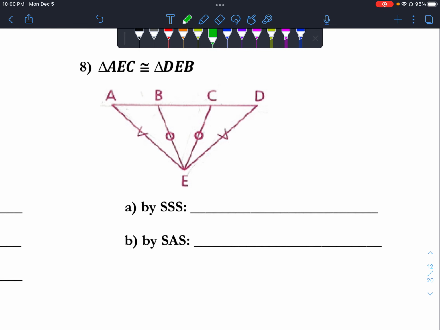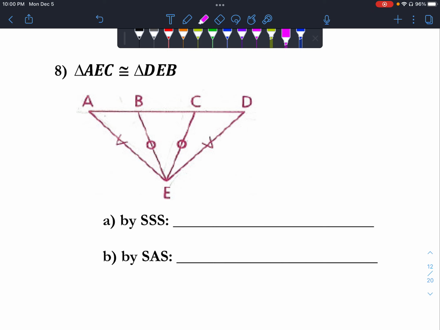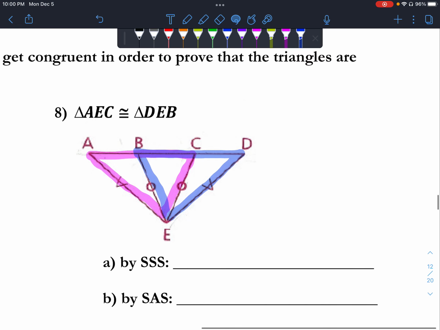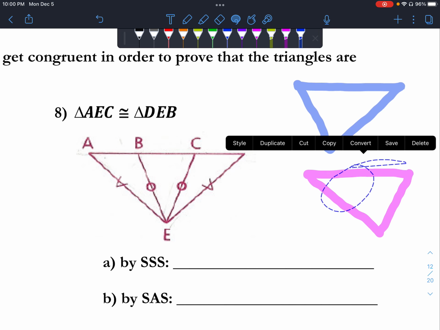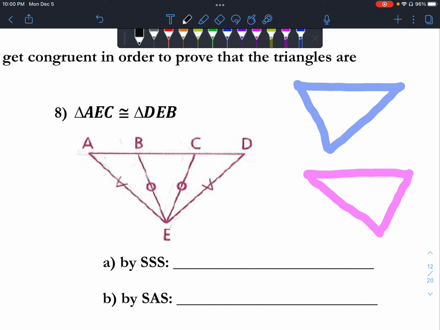For the right side, this one's a little trickier, because if you look at the triangles we are trying to use, AEC is this one right here. DEB is the blue one that we see here. So they overlap a little bit. It might be easier to draw them separately. Conveniently for us, I can just take my blue one, move it here, take my pink one, move it here. I'm just going to label these accordingly. The pink one was A, E, and C. The second one was D, B, and E at the bottom.